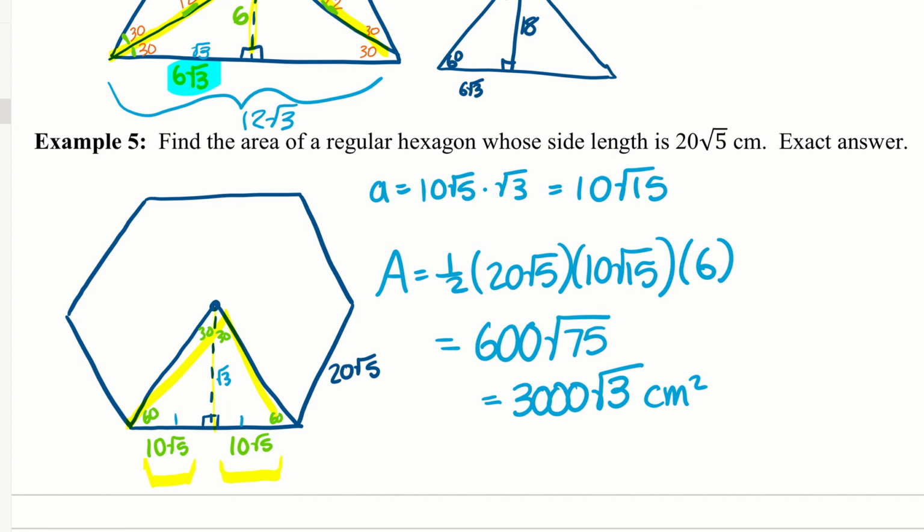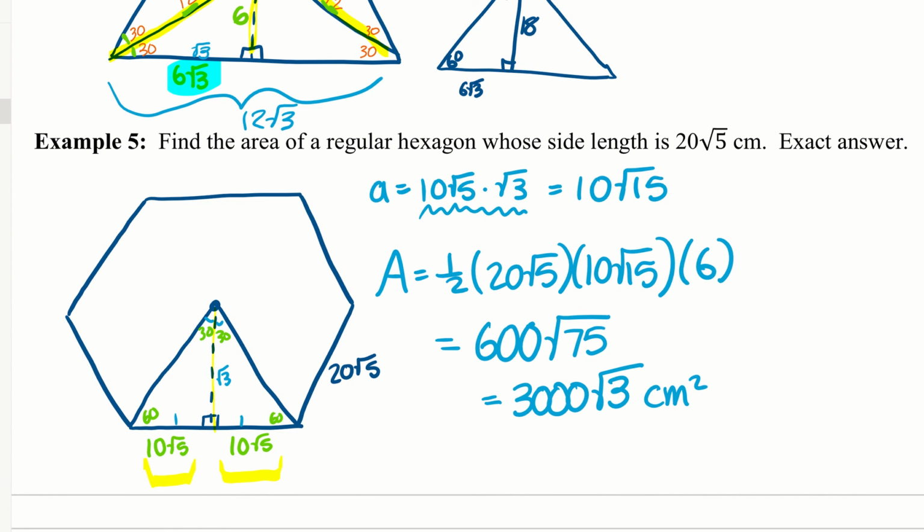And then again, because we're working with a hexagon, we know the central angle is 60, so we know these two smaller angles are both 30, and we have 30, 60, 90 triangles. Then that means I'm going to have a scale factor of 10 root 5, so my apothem is going to be 10 root 5 times 3, which is 10 root 15.